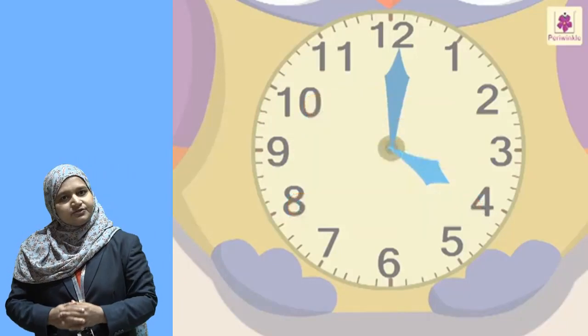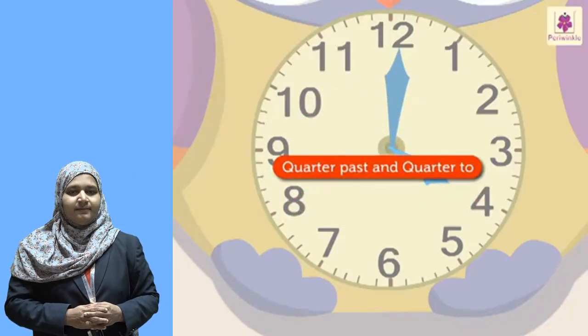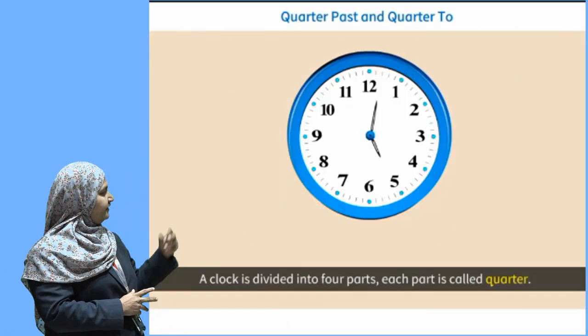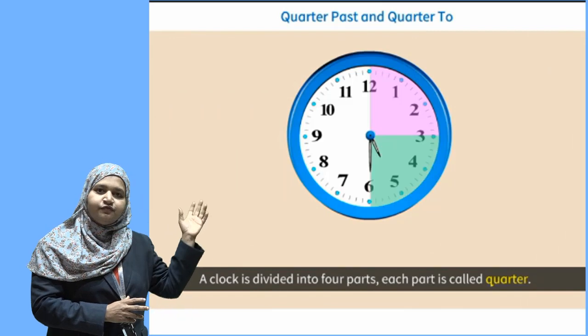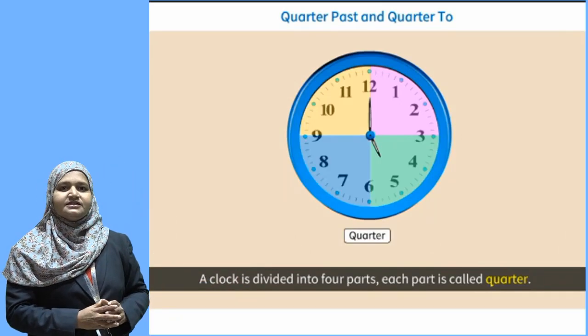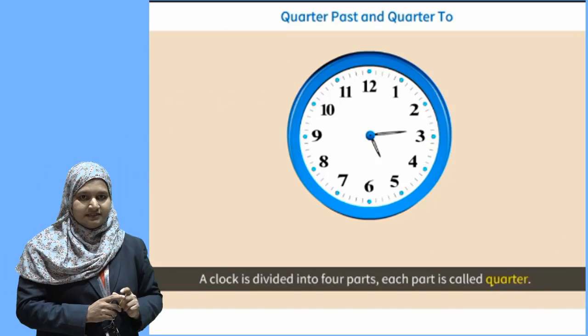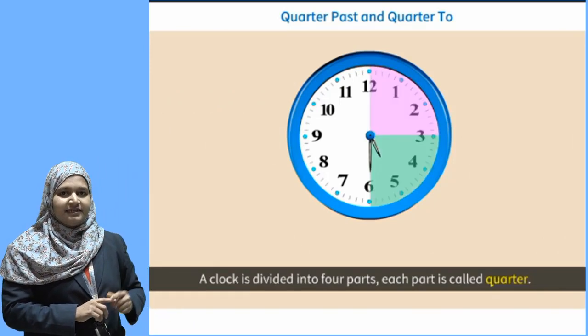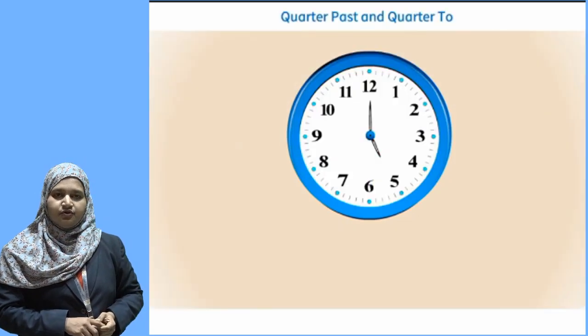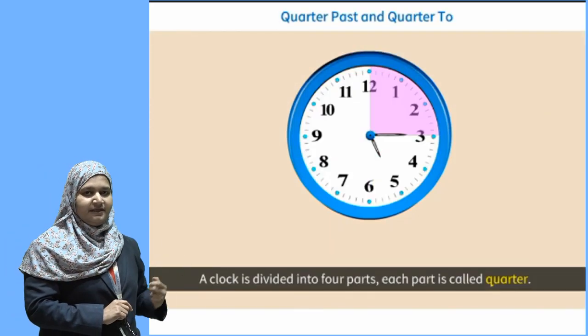Now let us proceed further to learn about quarter past. Students, when we divide the clock into 4 equal parts, each of these parts is called a quarter. A quarter is a duration of 15 minutes. So let us see with an example.